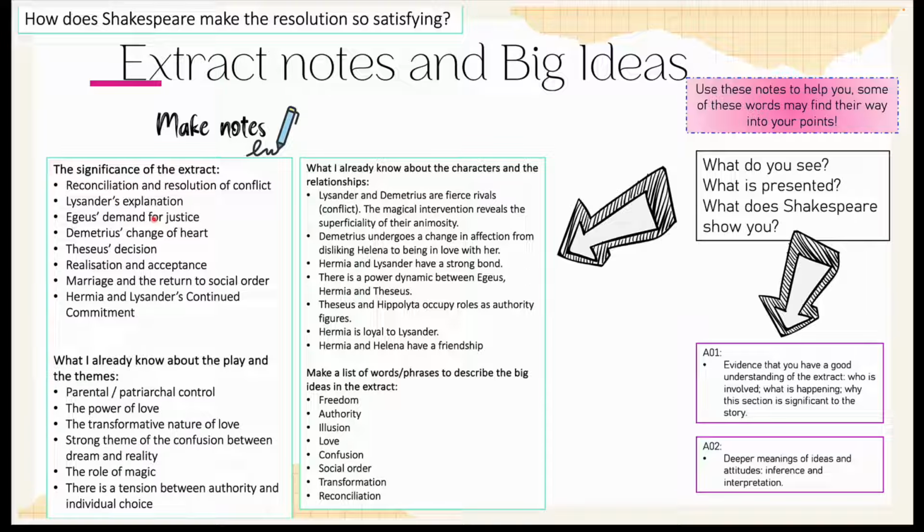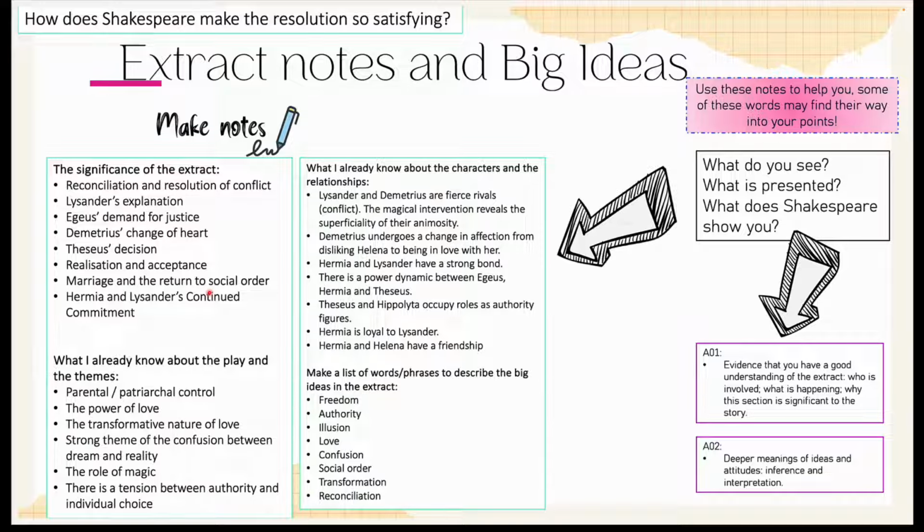In this extract, what we see, what is presented, is reconciliation and resolution of conflict. That is shown through Lysander, it's shown through Demetrius. What we also have is this idea of the return to social order. We've got the return to social order through this idea of marriage, which again links back to the context as well. But then we've also got something else in there.